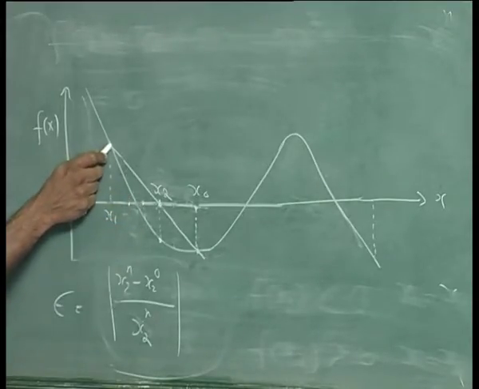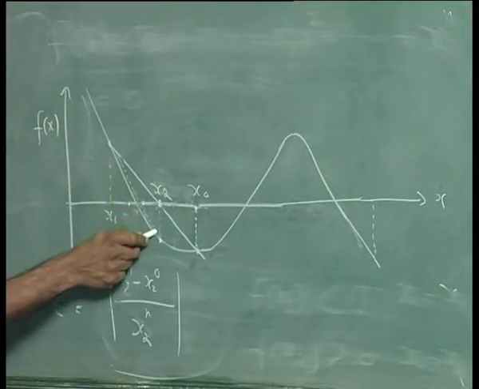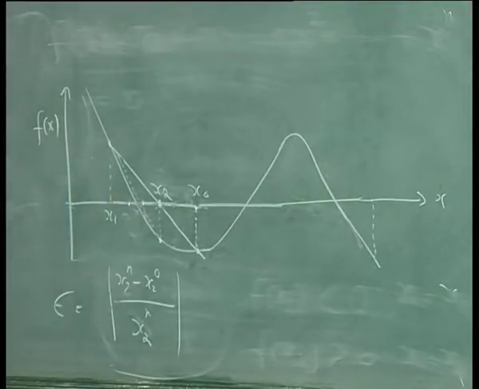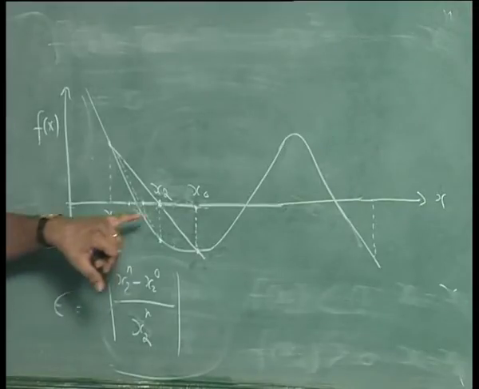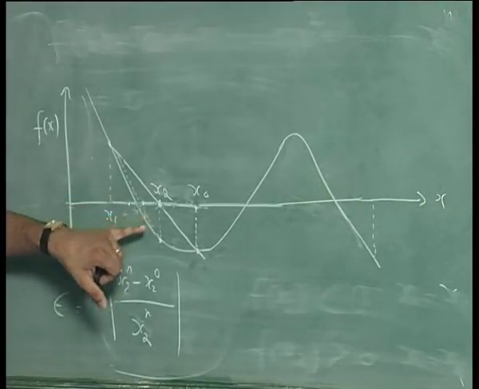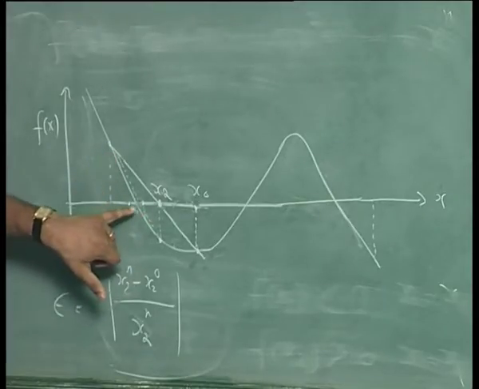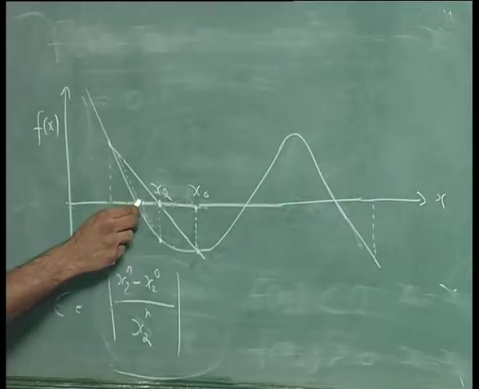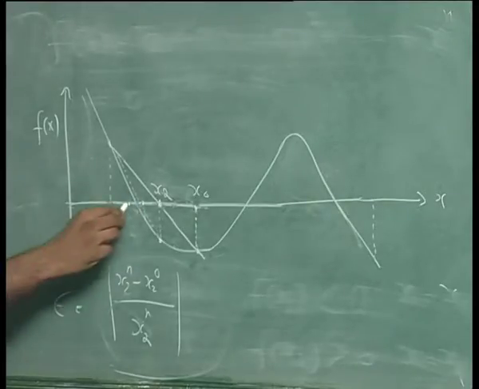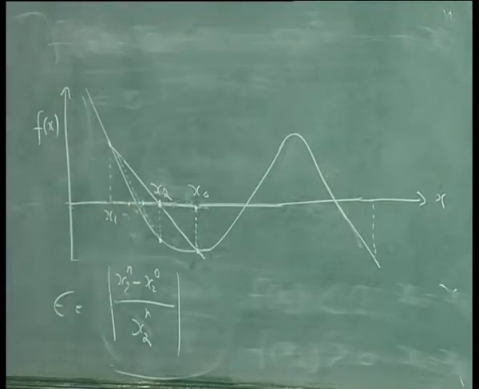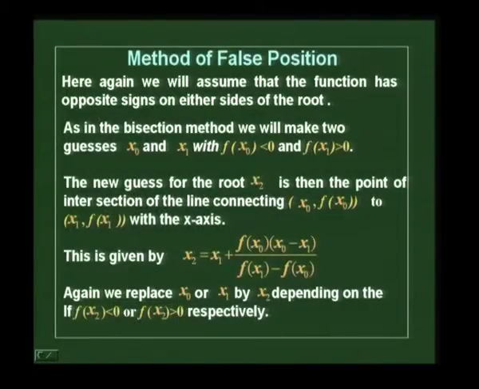A little more complicated in the sense that we have a formula which is not as simple as x0 plus x1 by 2, but we have to find a solution of this. It's still pretty simple, and then you can find a new root in the next step, and you can see that it comes very close to the actual root. So remember that we assume here the function has opposite signs on either side of the root. That's important, that's a thing which you have to remember.